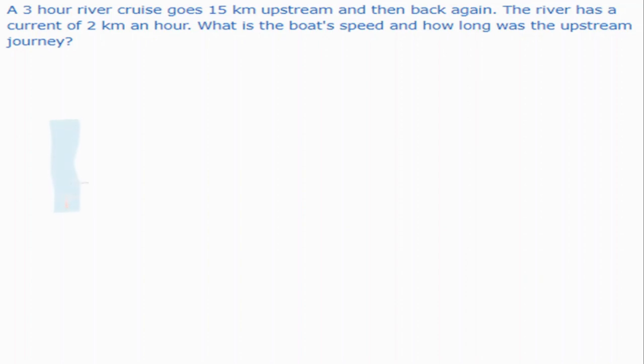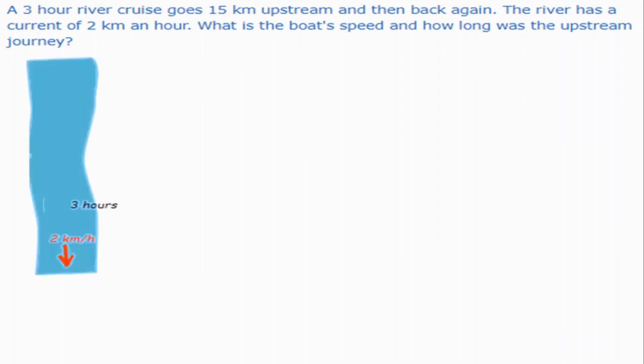Let us see in the figure. This is a river flowing with a speed of 2 km per hour. There is one cruise here. It takes 3 hours to go upward and again come downward, meaning upstream and downstream. It takes a total of 3 hours, and the distance covered by this cruise is 15 kilometers. So this is the visualization of this problem.